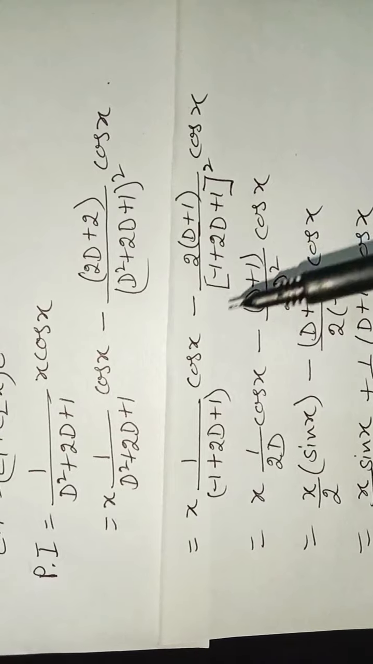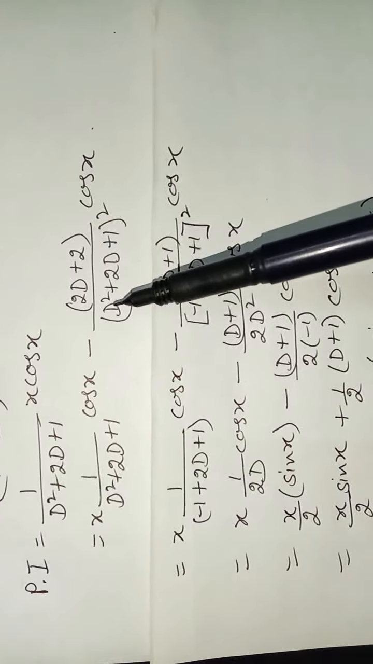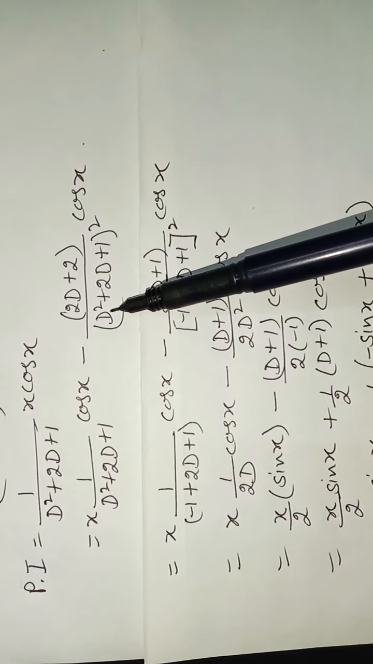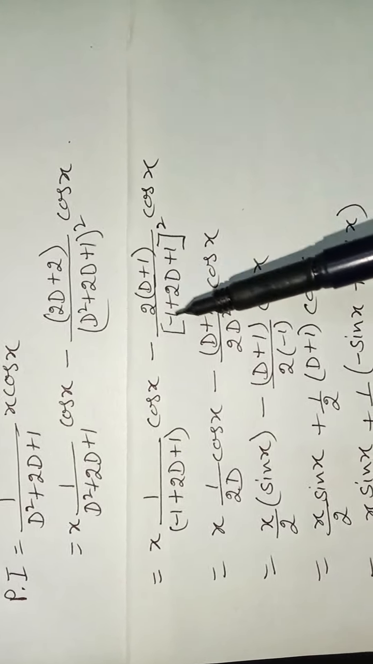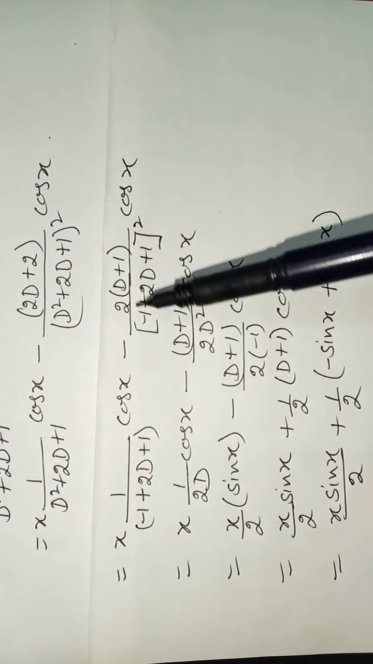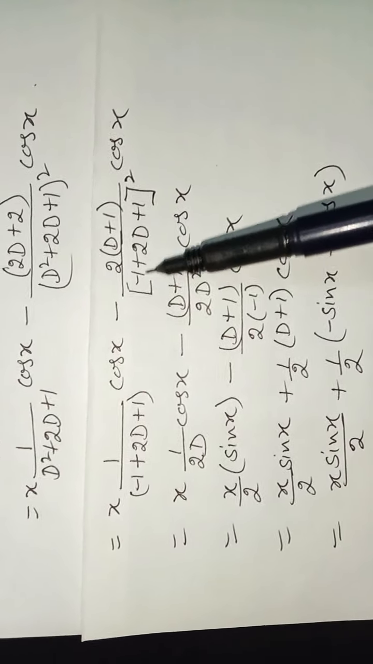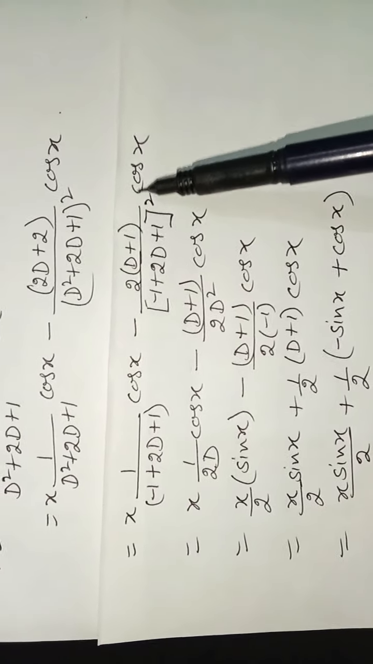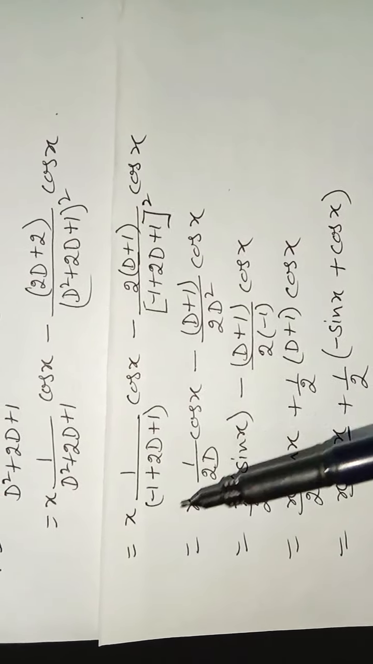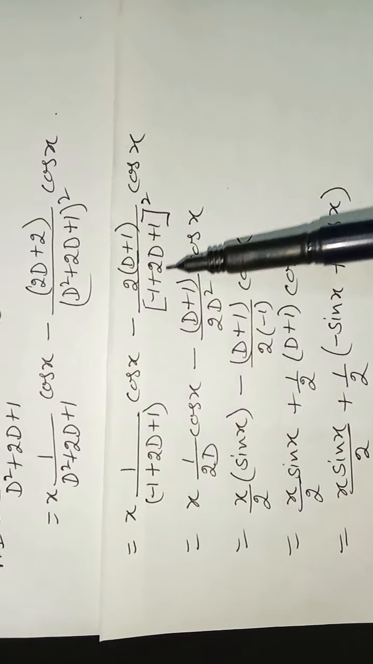Operating on cos x, minus 2 I take common, D plus 1 is left, and by the same argument we again replace D squared by minus 1 because a is 1 here, cos ax. So replace D squared by minus a squared, that means minus 1, plus 2D plus 1, whole square, operating on cos x. So minus 1 and 1 will be cancelled here and here also.